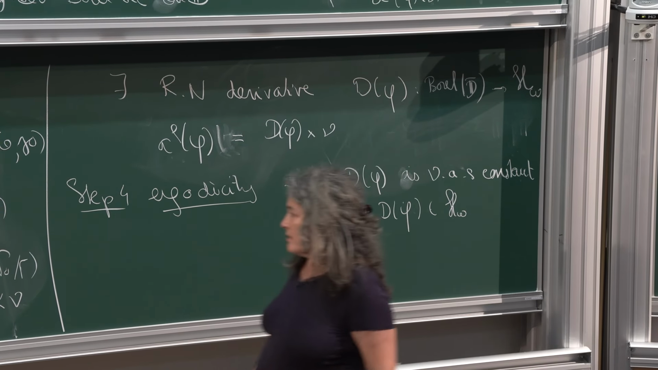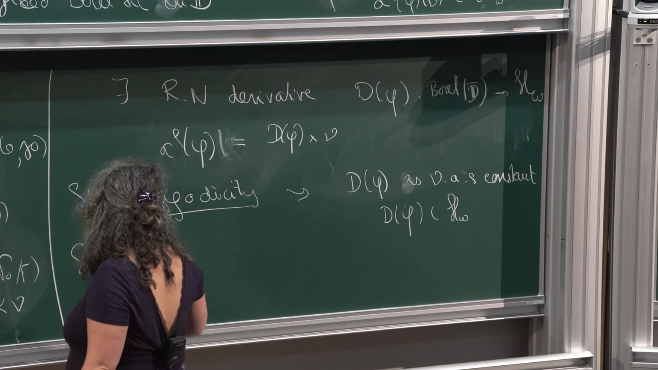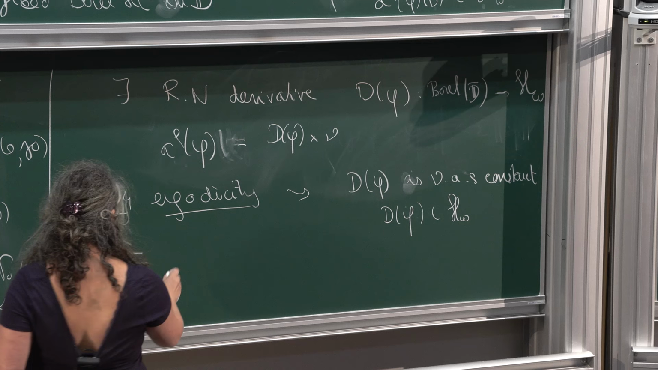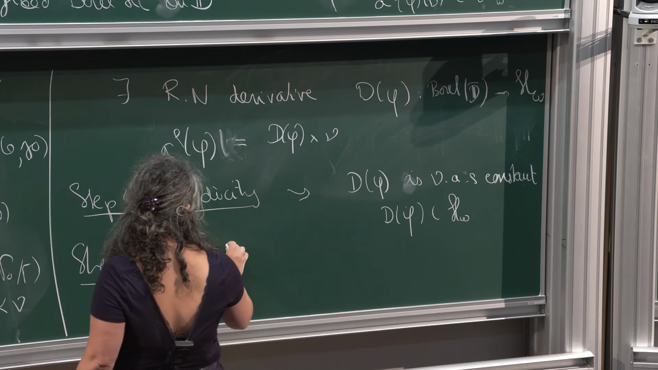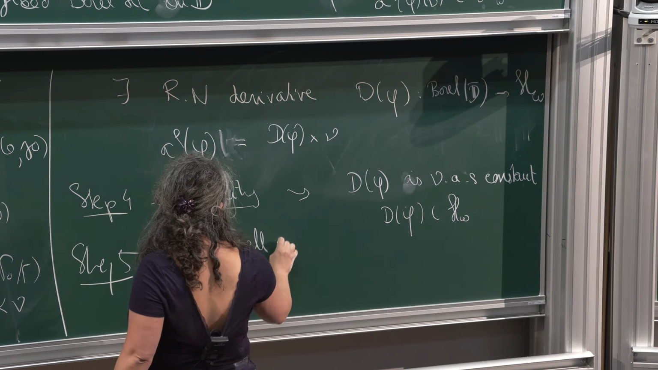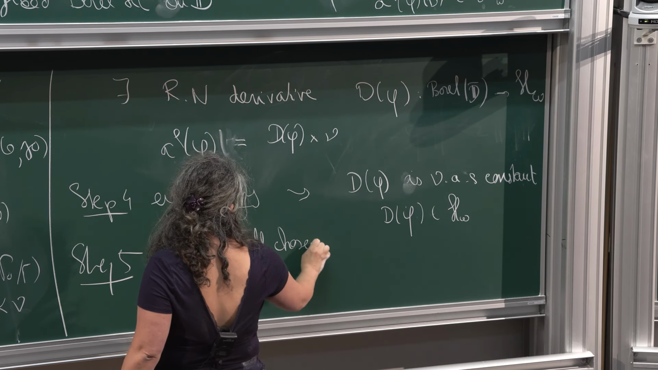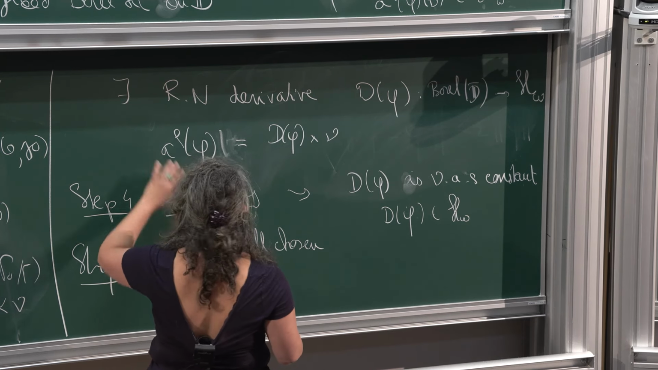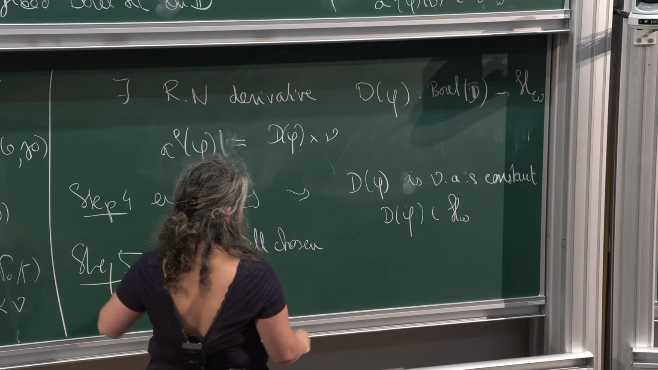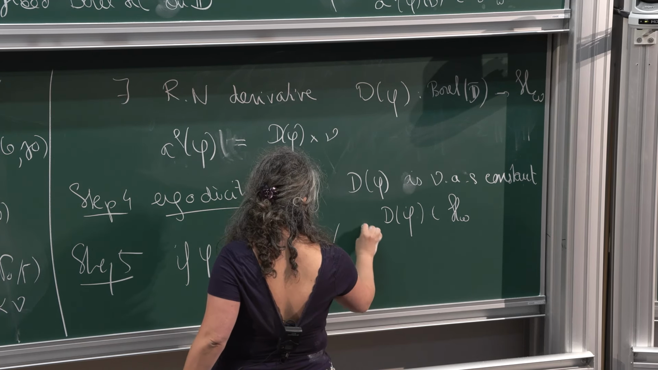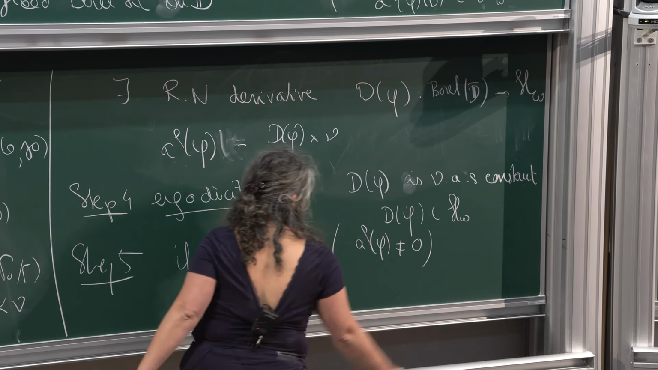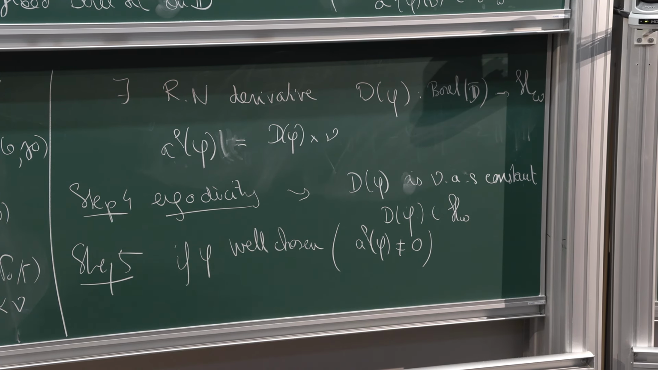And step 5 is just putting everything together and realizing that if phi is well chosen, for example, well chosen is not constraining. It's just so that A rho of phi is not 0, as a measure with values in H. Well chosen doesn't mean just that.